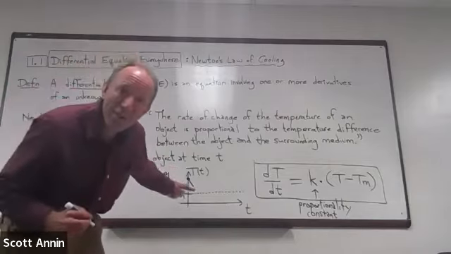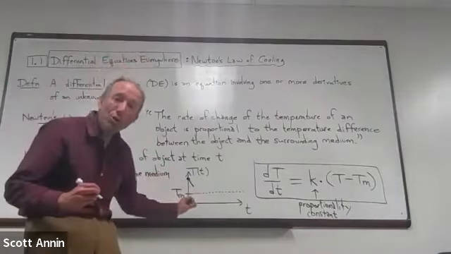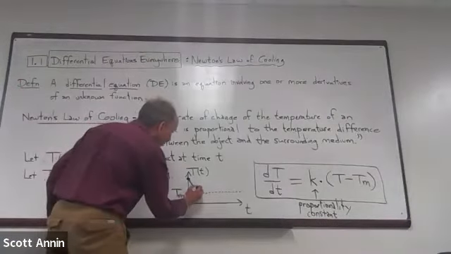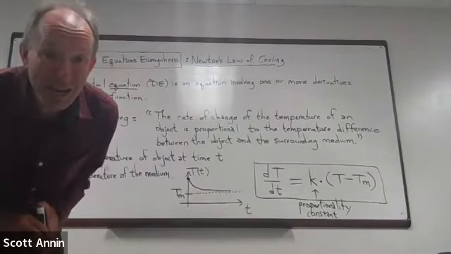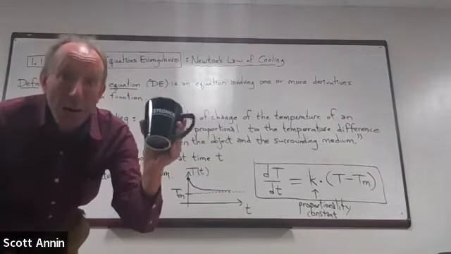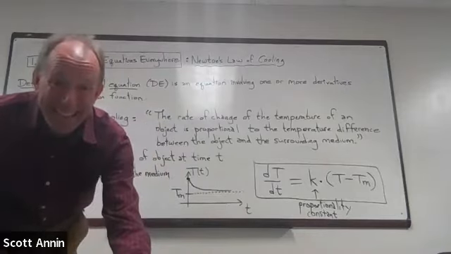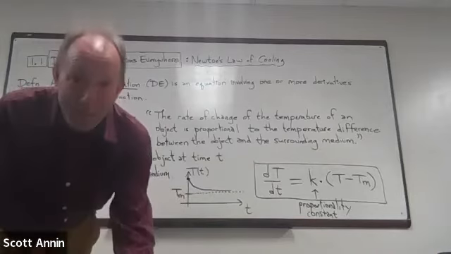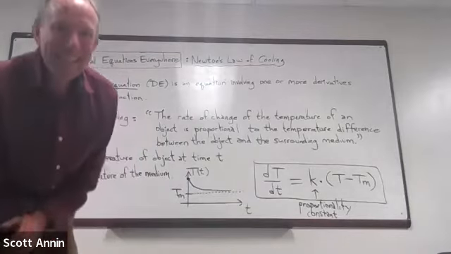But as the coffee or the object cools down, it gets closer to the temperature of the medium. And so the slope of this curve that I'm drawing gets less and less steep over time. If the coffee has been sitting here for a month, right, it's probably got a temperature that's very close to the temperature of the medium, and it's probably not changing much anymore, right? So that's the whole idea.